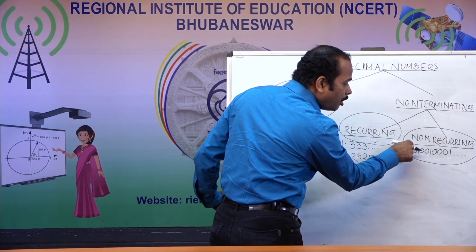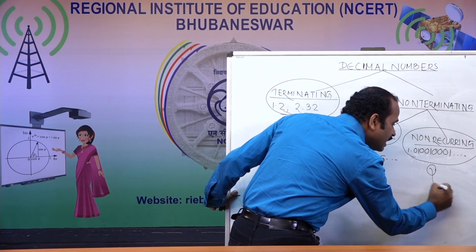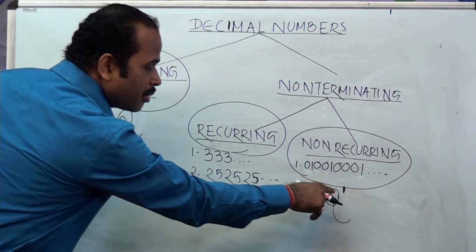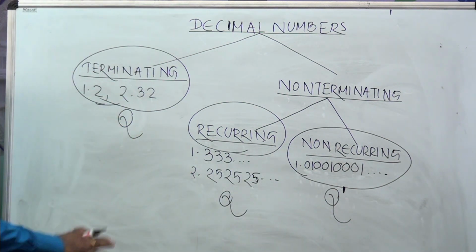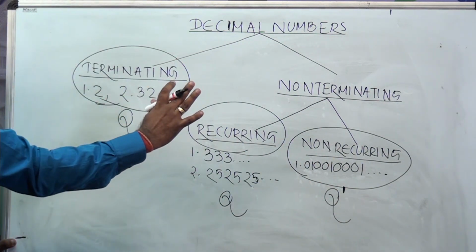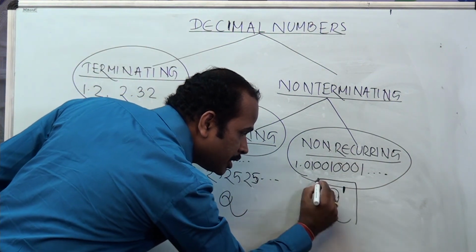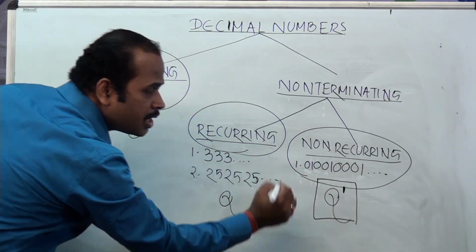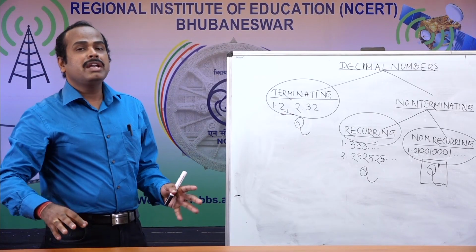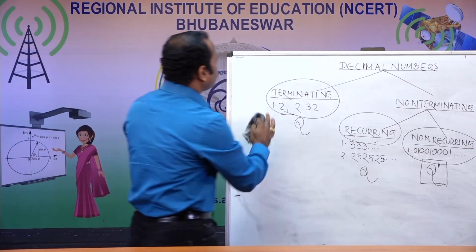But those which are non-terminating, non-recurring decimal numbers are called irrational numbers and denoted by Q dash. The set of all rational numbers is represented as Q, and the set of all real numbers which are not rational is represented as Q dash. So Q dash is the set of all decimals other than Q. Let us see how these non-terminating, non-recurring decimal numbers exist. Okay, let me rub it.